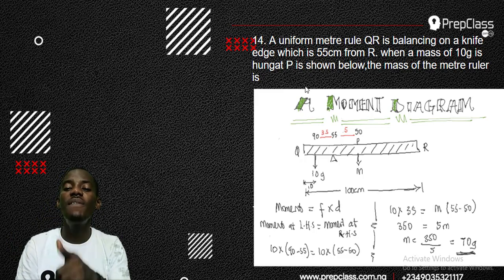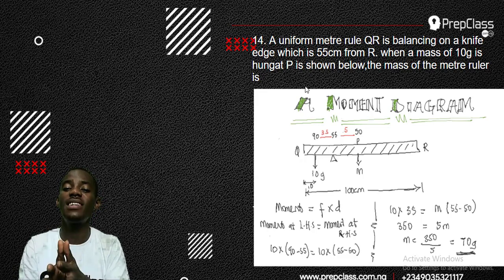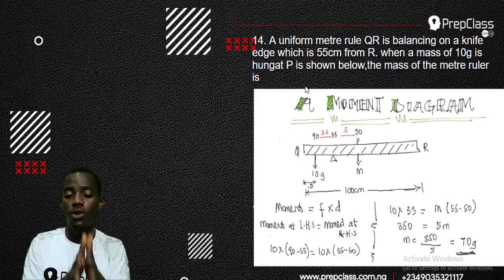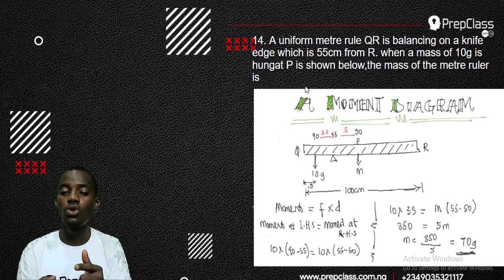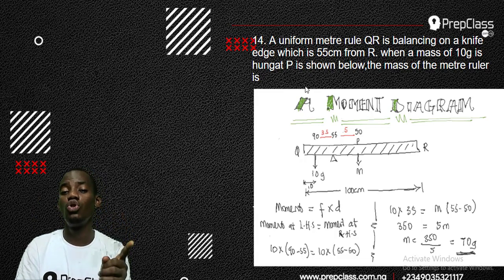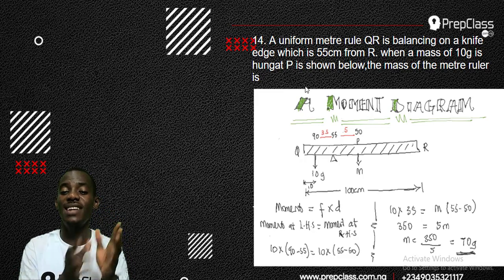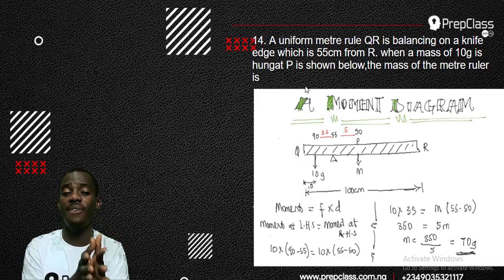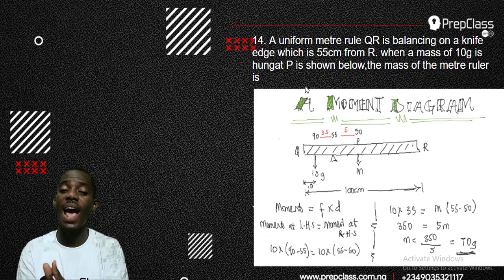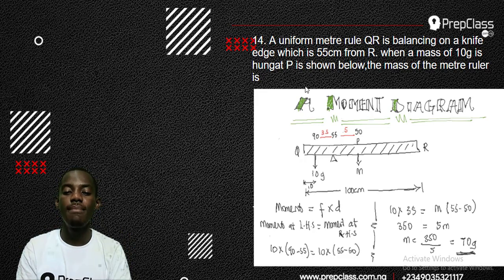So 50 to the pivot at 55 is 5. You must find the distance of the masses to the pivot. From the middle to the pivot is 5, while from the other mass, 90 to the pivot at 55, is 35. So that gives me 35 and 5. Okay, so we will now find the moment.